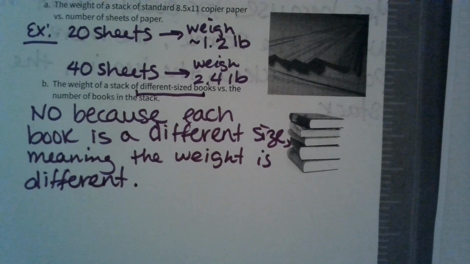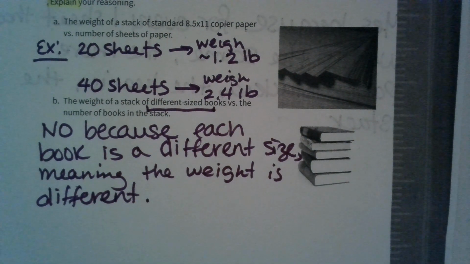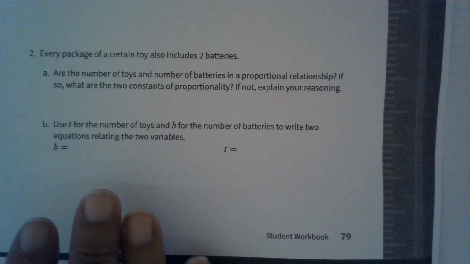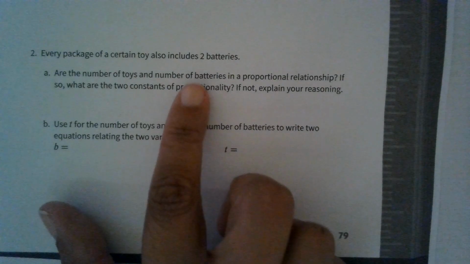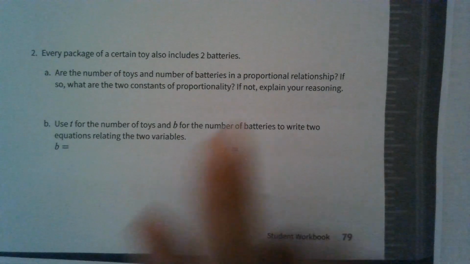So I want you to understand that there's a difference between 1A and 1B. Okay. I'm going to go down to 2 real quick. So every package of a certain toy also includes 2 batteries. All right. So each package of a toy, 2 batteries.